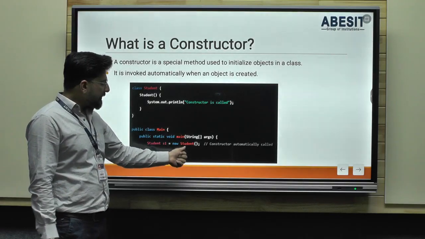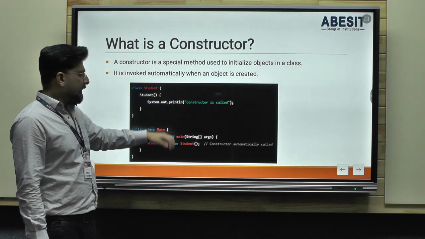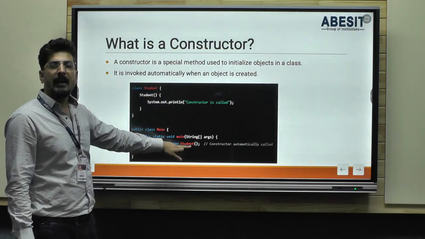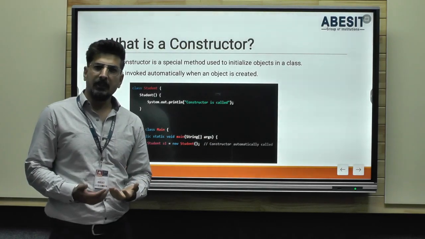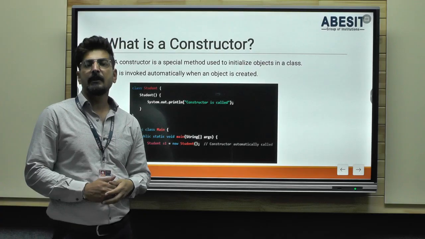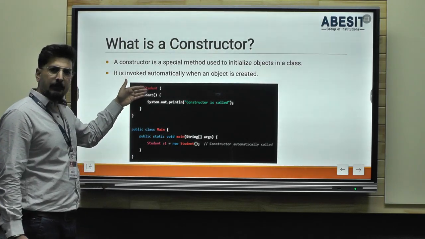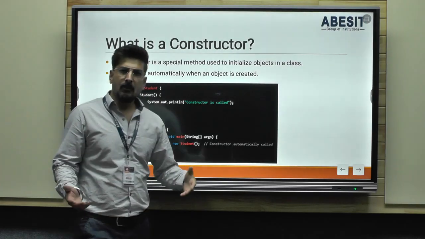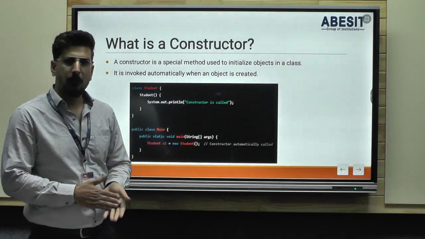So we can easily understand that this is a method with the same name as the class itself. When we create an object, it is called automatically, and the purpose of this constructor is to initialize the object, or indirectly to initialize the instance variables. I hope this concept is understood by this example. The main purpose of a constructor is to initialize the object.